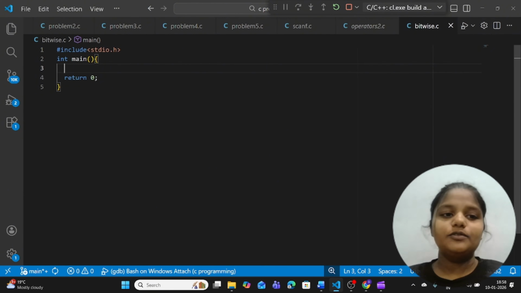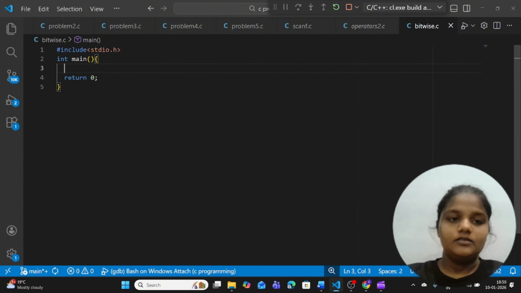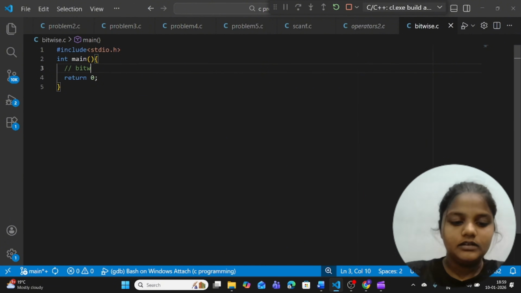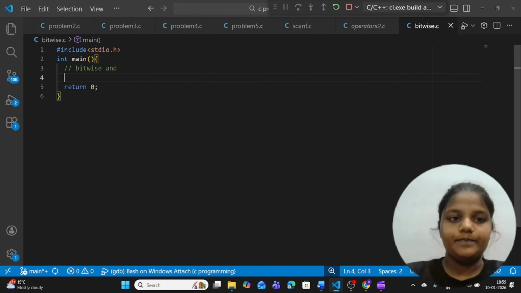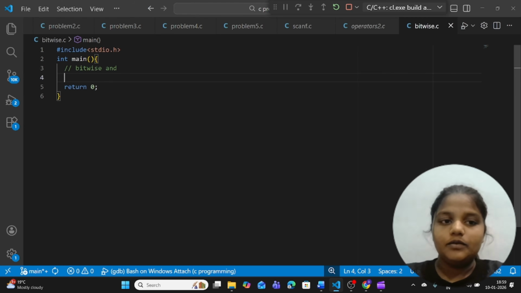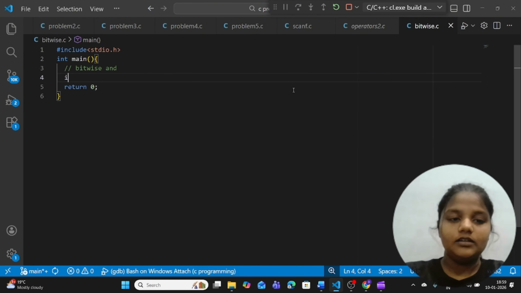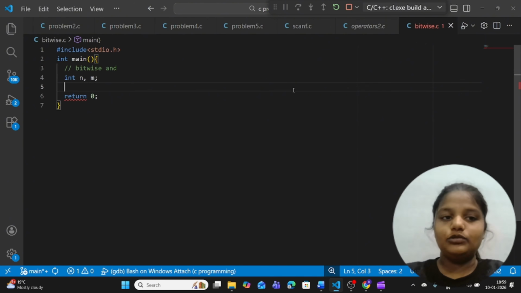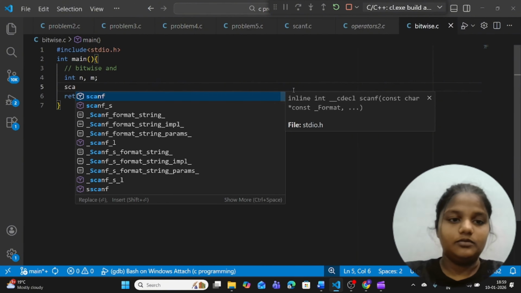So now we are going to see some problems based on the bitwise operators AND, OR, NOT, XOR. Okay. So first is bitwise AND. We want two numbers, right? So first int n, m. We are getting two numbers and we are going to perform the AND operator on these two variables.